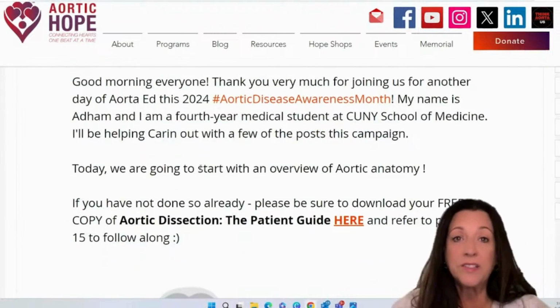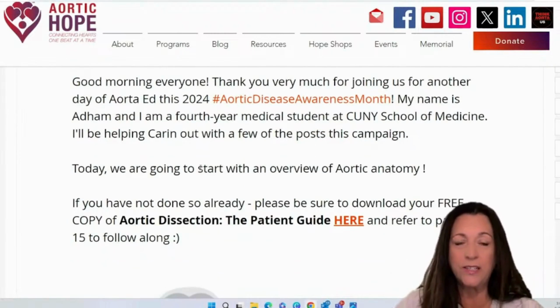Let's start with what the aorta is. That's super, super important that we all have a clear understanding.